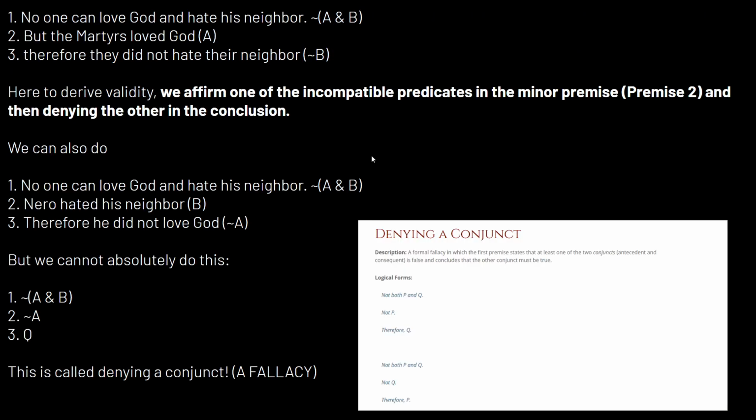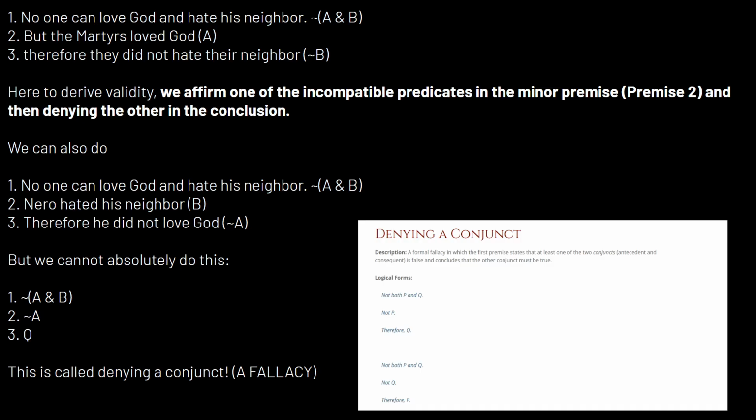And Coppens gives us an example of a conjunctive syllogism. First: no one can love God and hate his neighbor. That is, it is not the case that A and B. But the martyrs loved God, where we affirm a predicate, that is A, and therefore we can deny the other predicate in the conclusion. So to derive validity for a conjunctive syllogism, we affirm one of the incompatible predicates in the minor premise, and the minor premise is premise 2 here, by the way, and then deny the other in the conclusion.